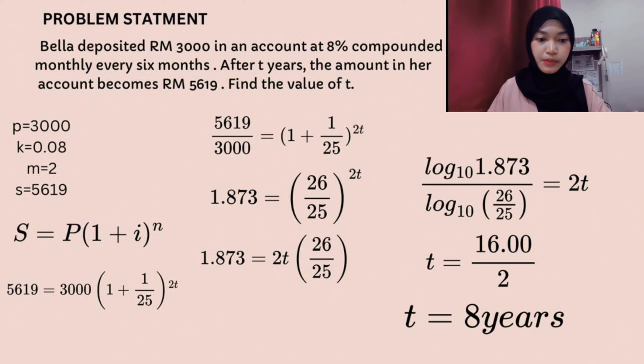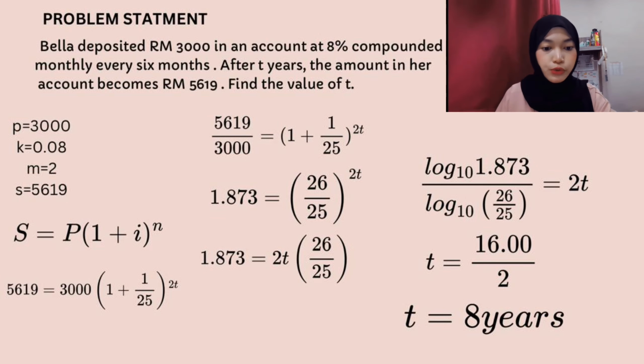P is principal. So in this question, the principal is 3,000. K is rate, so rate 8%. So M is 2. Why 2? Because the question says every 6 months. Every 6 months means semi-annually, so annually we have 2. And lastly S is 5619.